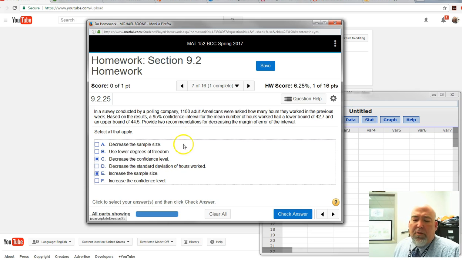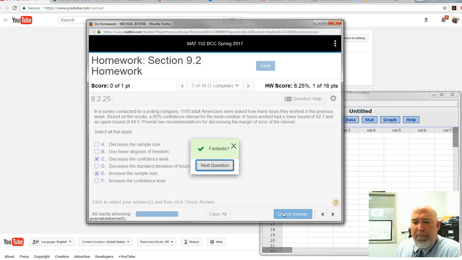Decrease the standard deviation of hours worked. And so knowing how the formula works, you're dividing by your standard deviation, or no? I don't think decreasing the standard deviation is going to do it. I think it's decreasing the confidence interval and increasing the sample size. So let's check it real quick. And good. So those are the two things that are going to help us decrease our margin of error, which is decreasing our interval.